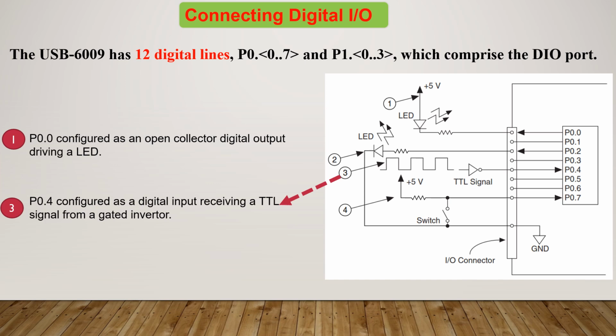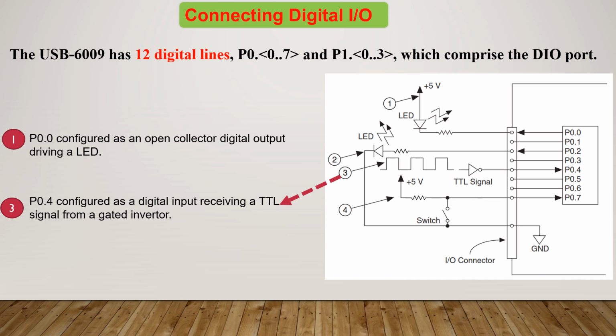So as you can see, P0.0 is configured as a digital output and P0.4 is configured as a digital input. Also, as you can see here, P0.7 is configured as a digital input, and we can use this type of input to sense a switch, micro switch or digital switch. So this is the configuration when we want to measure a digital line or send a command to a digital output.